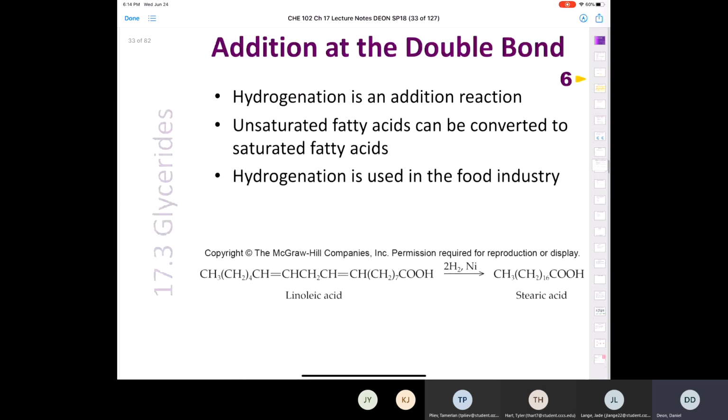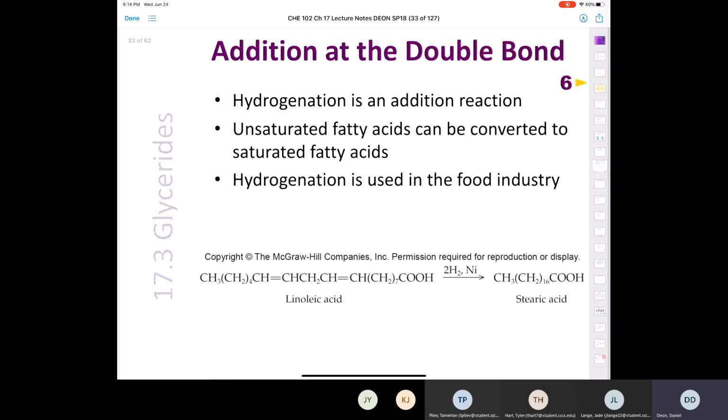The next thing is we're going to talk about addition to the double bond. Now, before I get into the chemistry, I just want to point out some idiosyncrasies of the book. Down here, they put the structure of linoleic acid. Now, they left out the fact that these are cis double bonds. They didn't draw it. I don't know why. They didn't use the bond line structure. Maybe it cost too much money in printer's ink or something.